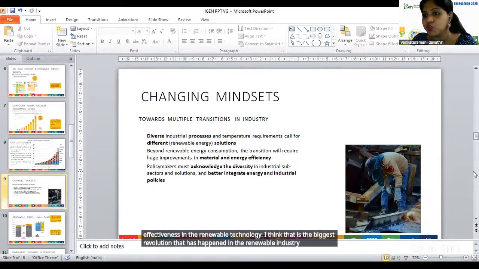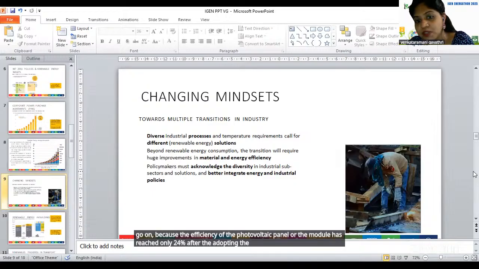But still that has to go on, because the efficiency of the photovoltaic panel or the module has reached only 24% after adopting the nano dopants and coating. But that is still not sufficient, because in the early stage, it was just 6% when it was invented in Bell Laboratory. But now it has reached 24%, which is a drastic change.